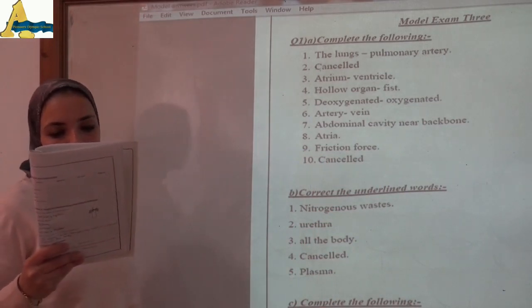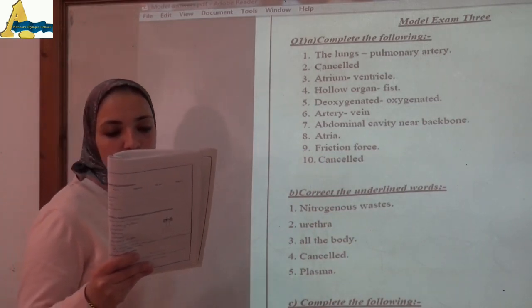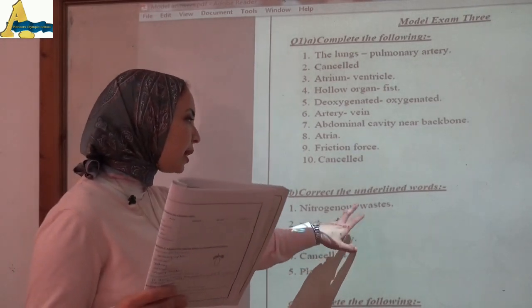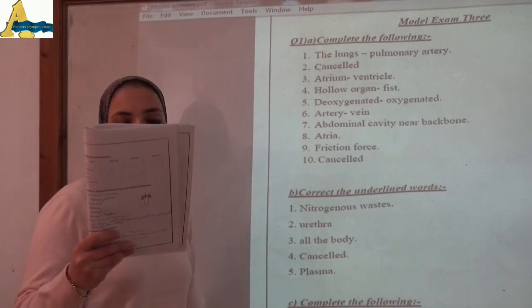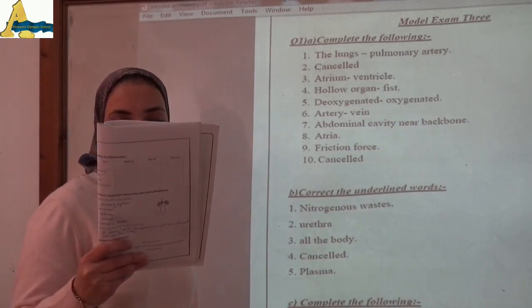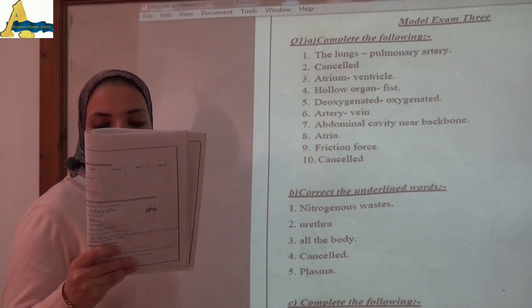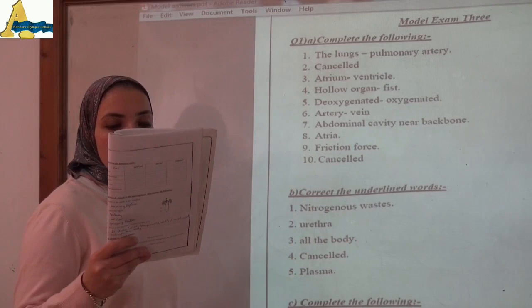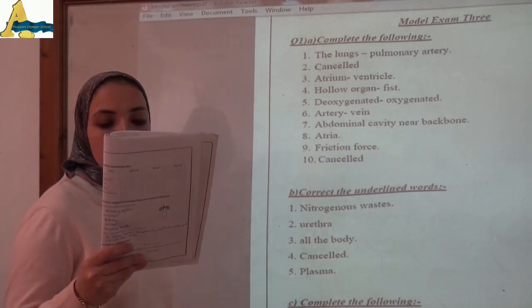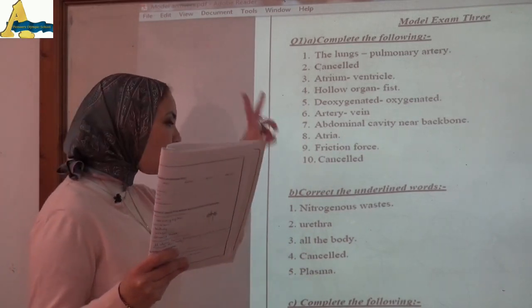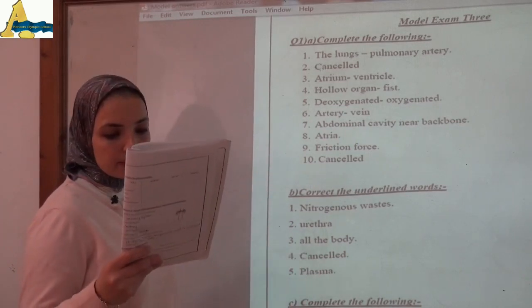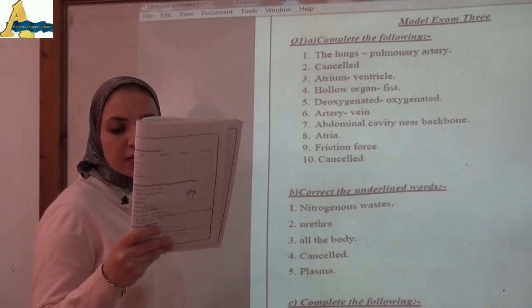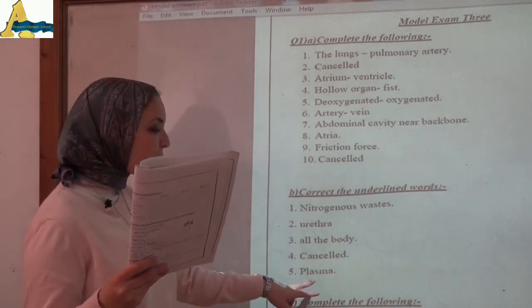Correct the underlined words. Carbon dioxide is produced from breaking down of protein. Of course, no, it is the nitrogenous wastes. The urinary bladder allows the urine to pass outside the body. No, it's the aorta. The left ventricle of the heart pumps the blood to all the body cells. White blood cells is the blood component which transfers the digested food? No, it's the plasma.